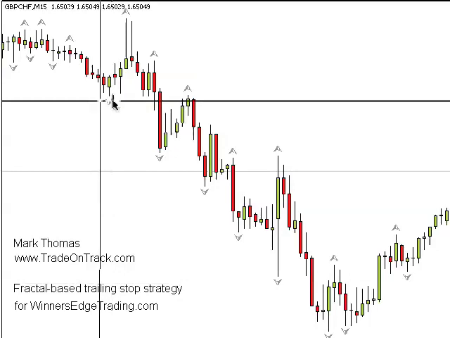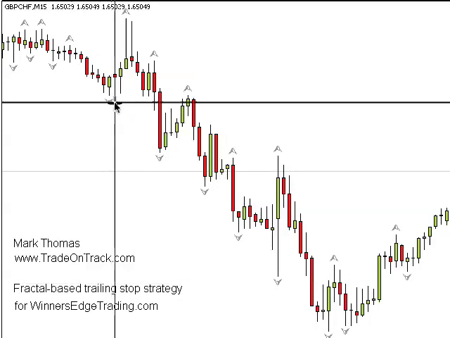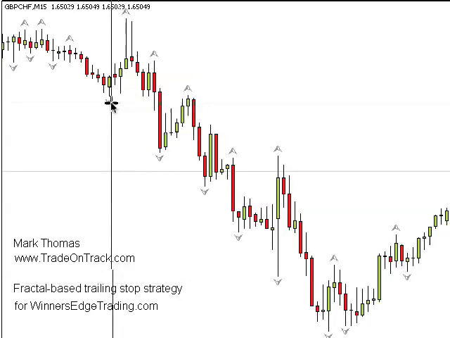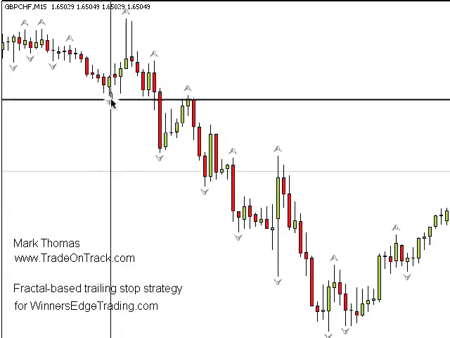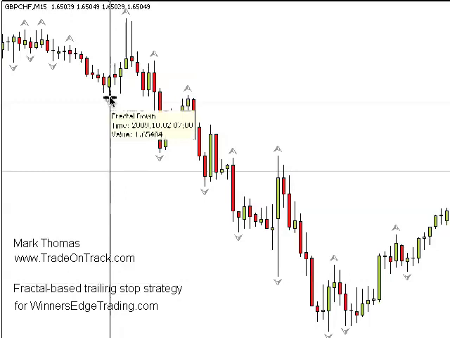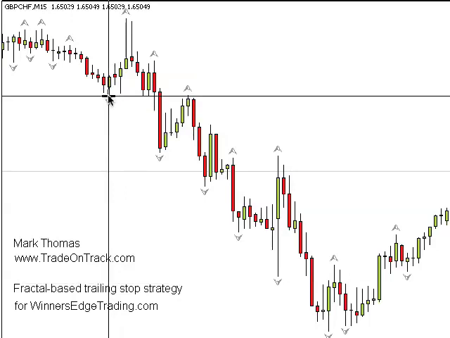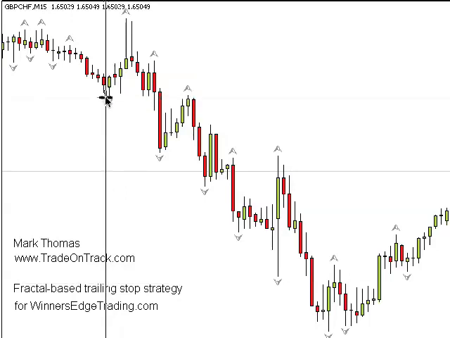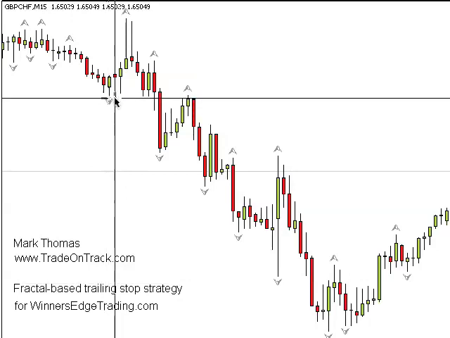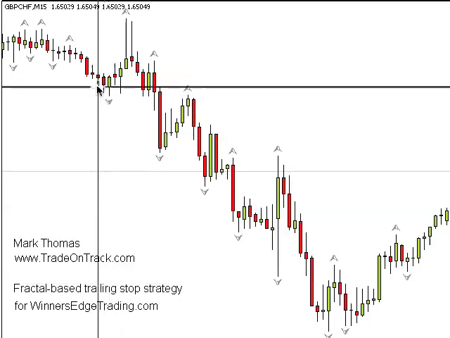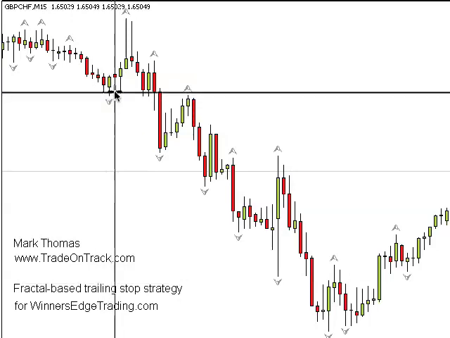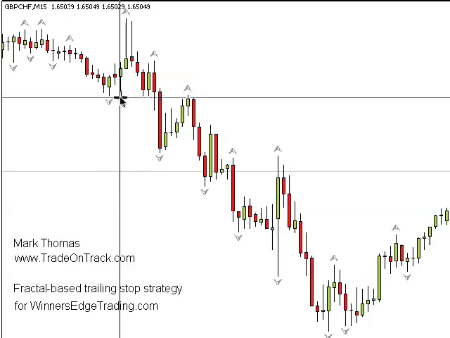Now, fractals, whether you've heard about them or not, are fairly simple. On a chart, a fractal is basically a turning point in price. So a down fractal is defined as a point where you have a low and two higher lows on each side of the candle. So here we have a low, and on the left hand side we have a higher low and another higher low, and on the right hand side we have a higher low and another higher low.